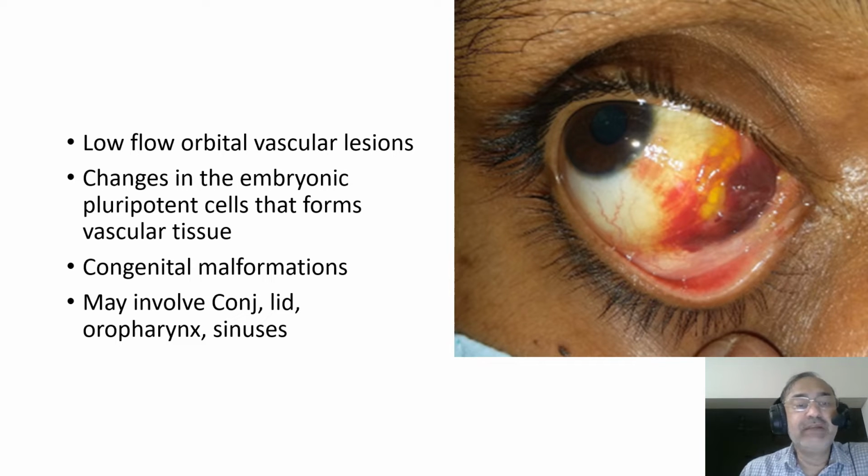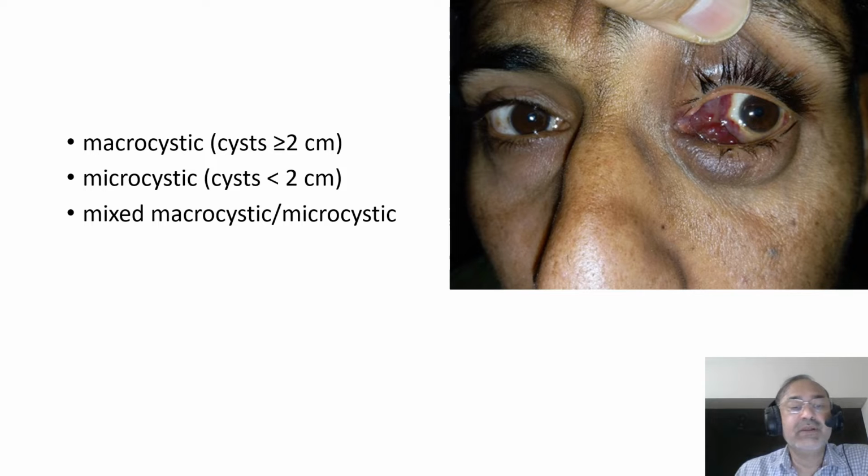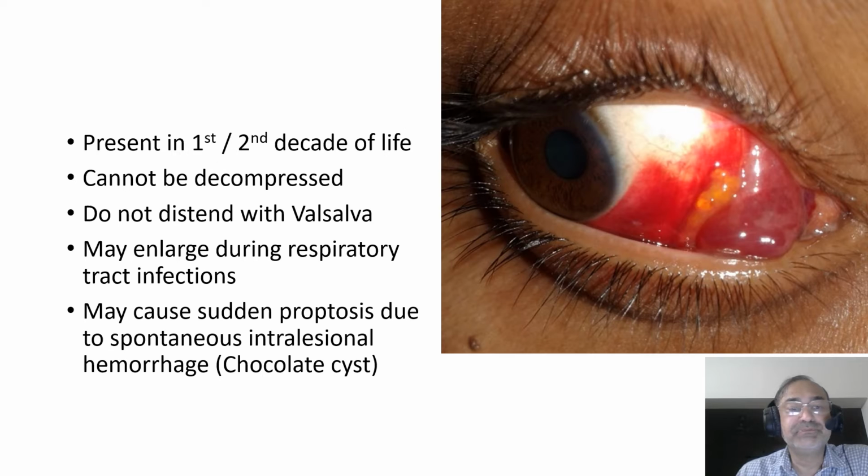Lymphatic malformations are low-flow orbital vascular lesions, and they result from changes in the embryonic pluripotent cells that form vascular tissues. So, these are congenital malformations and may involve the conjunctiva, lid, oropharynx, or sinuses. These can be macrocystic, with cysts more than 2 centimeters, microcystic, or mixed macrocystic and microcystic.